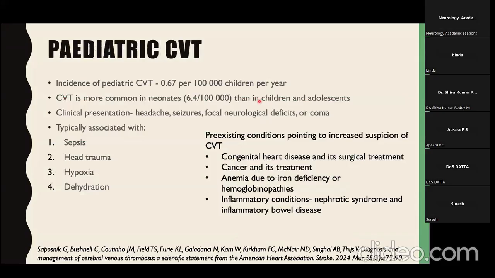Pediatric CVT is seen in 0.67 per 100,000 children per year. But when compared to older children, neonates have a higher prevalence of CVT, mainly due to sepsis, head trauma, hypoxia, and dehydration. There are also predisposing factors like anemia due to hemoglobinopathies, congenital heart disease, underlying malignancies and inflammatory conditions, which can predispose to CVT in pediatric patients.